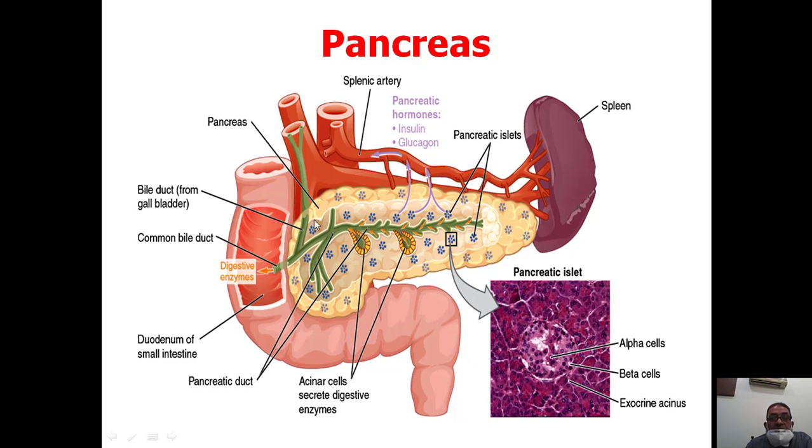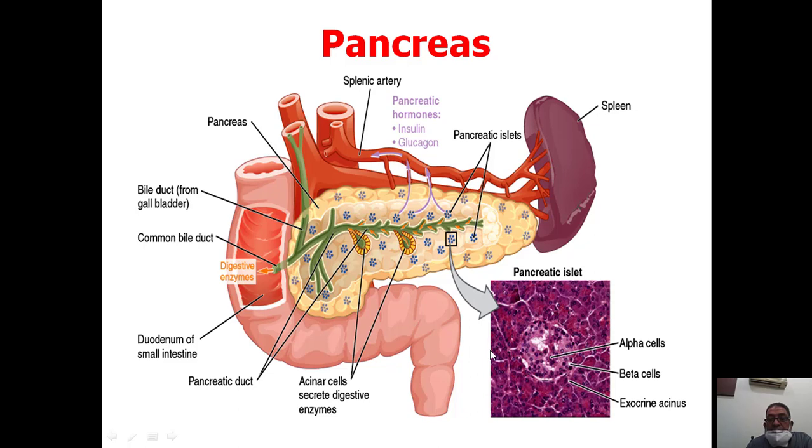And look at the picture. Pancreatic ducts are visible, bile ducts are visible over here. So this is the diagrammatic presentation. You see splenic artery, then the bile duct, common bile duct, which pours the secretion within the second part of duodenum, pancreatic duct, acinar cells, section, hypothetical diagram.